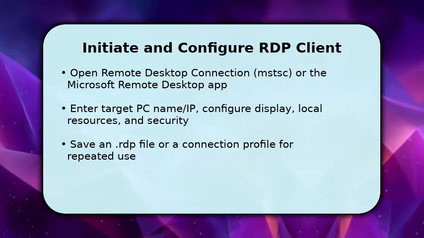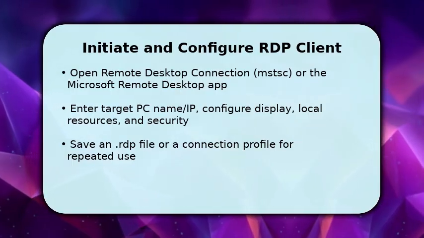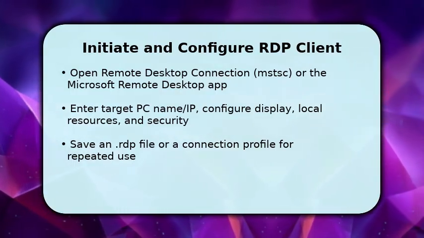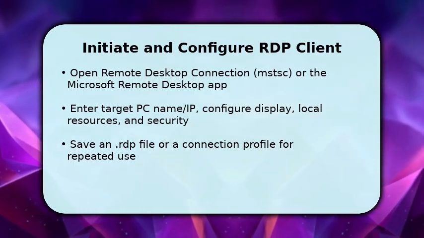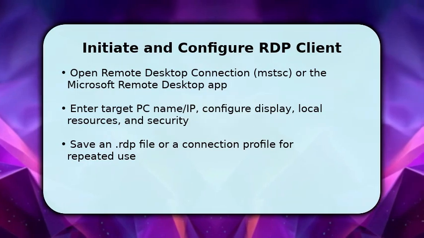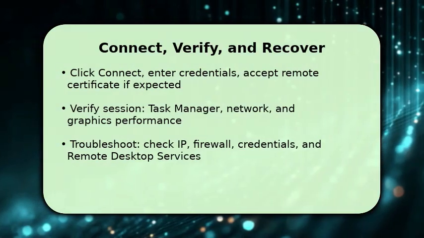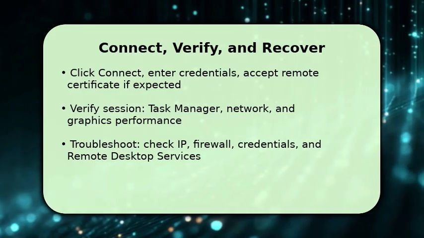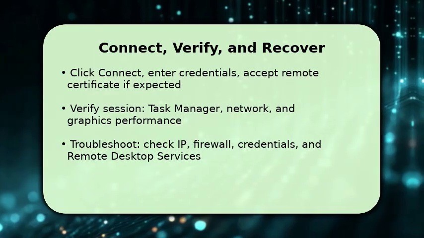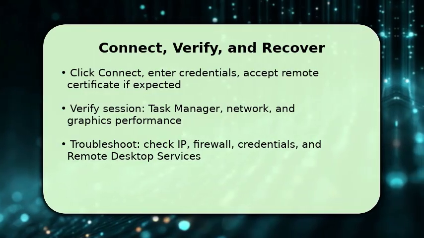Once configured, save these settings as an RDP file or profile so you won't repeat choices. This streamlines future connections. You click Connect and provide the username and password. Accept a certificate prompt only if it matches the host you expect. Once connected, verify the session by opening Task Manager to confirm responsiveness and check network and display quality.